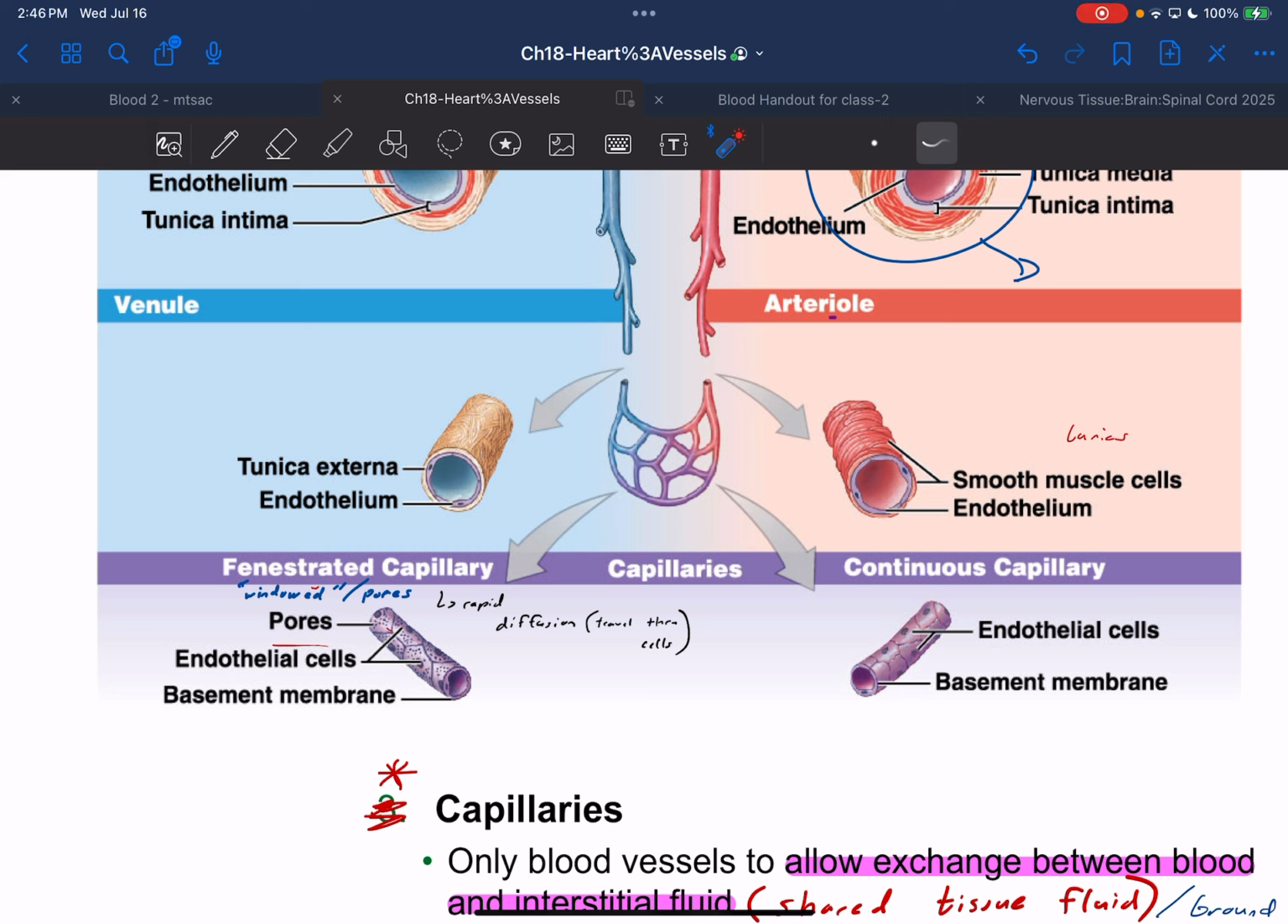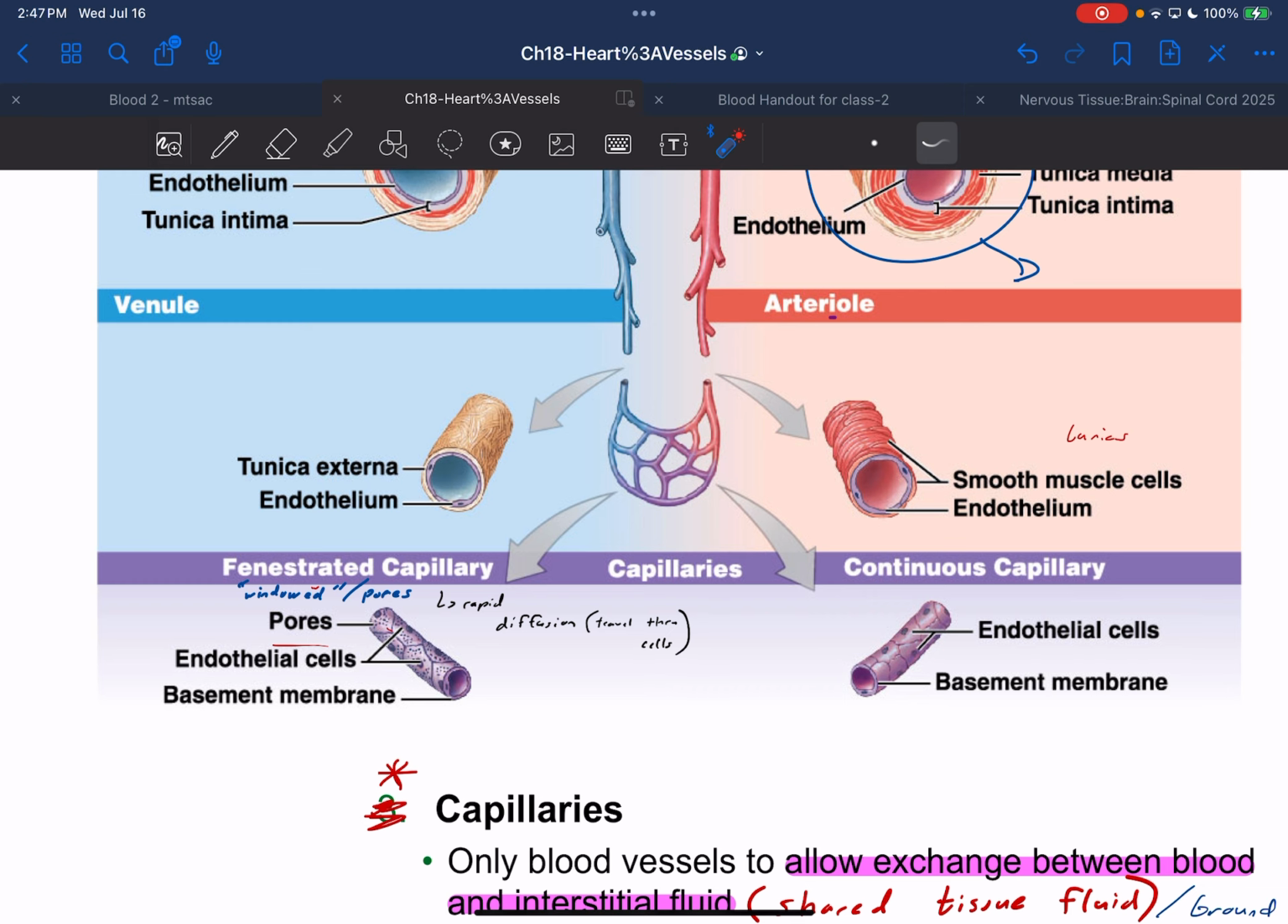So when you look at this purple region, depending on the organ you're looking at, you may have these type of capillaries, which are pretty consistent, or you may have capillaries with pores. That's what fenestrated capillaries mean. So for now, we write fenestrated means windowed or pores. And those allow for faster diffusion, faster movement across the capillary. You need these in your kidneys.